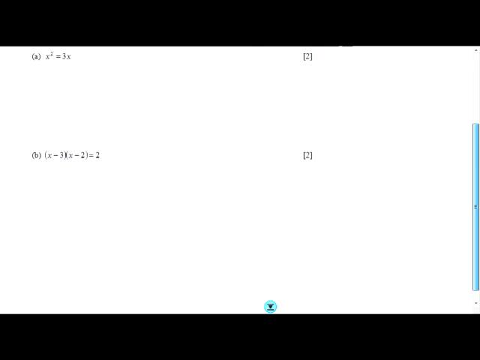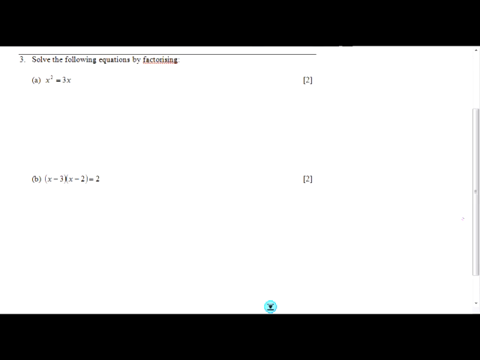Now, we're moving on from factorizing to solving. So when you solve anything with a quadratic, you have to get everything on one side. So I'm going to subtract 3x from both sides. Now, when everything's there, you have to factorize it.